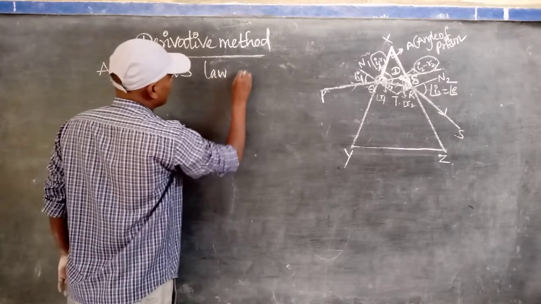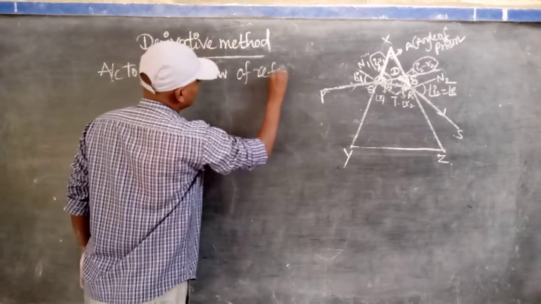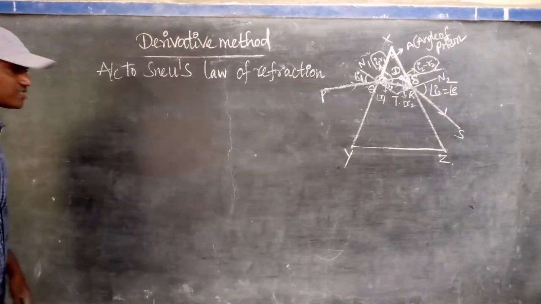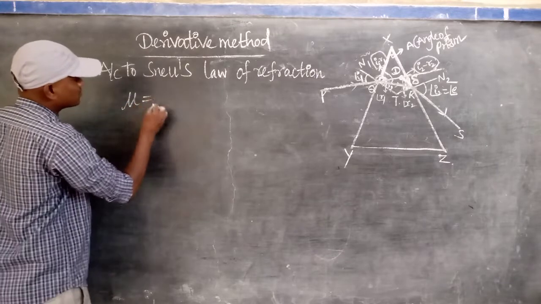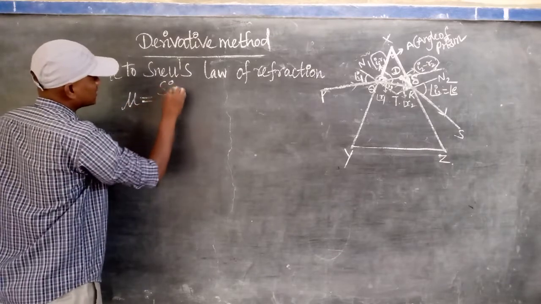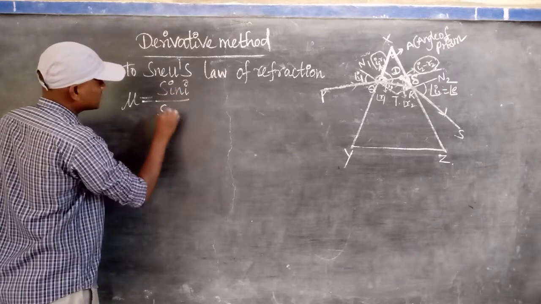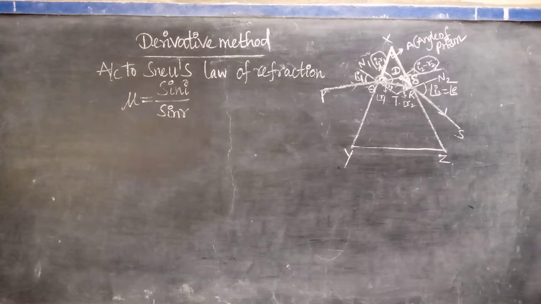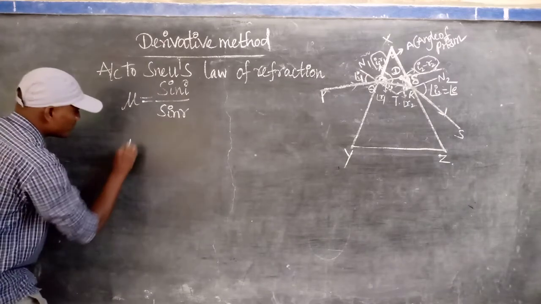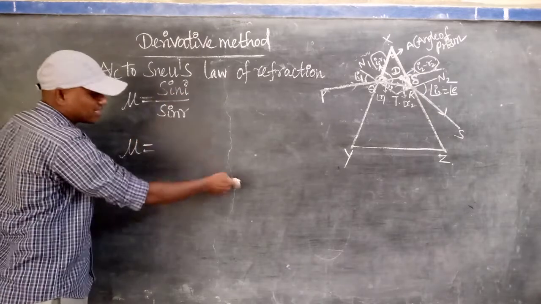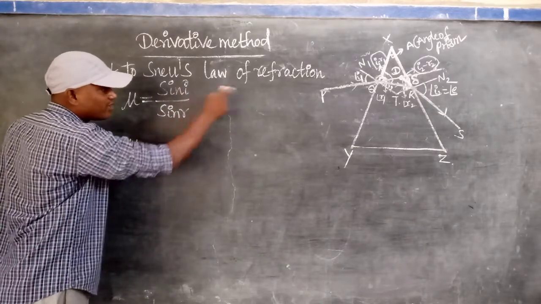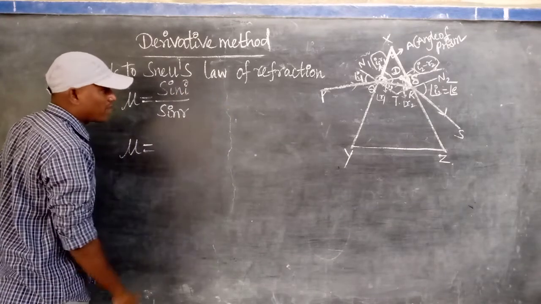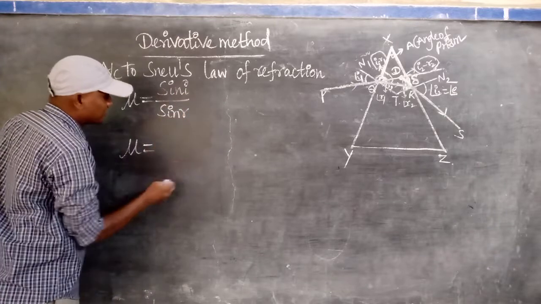According to Snell's law of refraction, mu is equal to sin I upon sin R. This is the formula. According to Snell's law of refraction, mu is equal to sin I upon sin R. From equation number 3, we know the I value is (A plus delta M) upon 2, and the R value is A upon 2. That's why the two values are substituted here.